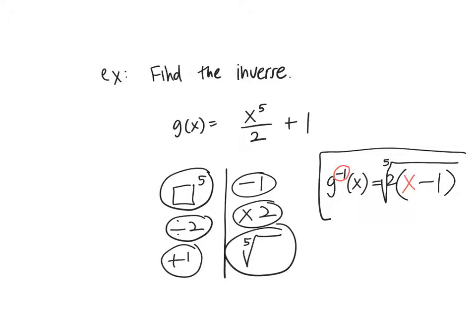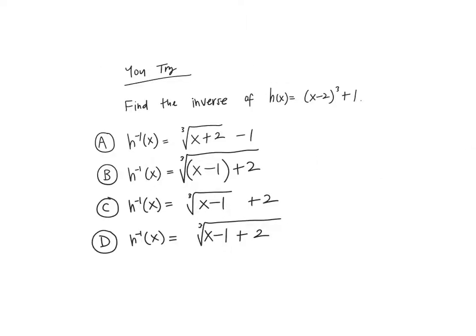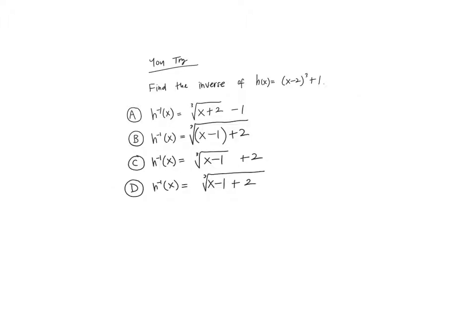If you wanted to distribute that too, and get g inverse of x is equal to the 5th root of 2x minus 2, that's also okay, but you don't have to do that. Remember, when you're finding inverse functions, you do not need to simplify your answer. Go ahead and try this problem. The correct answer is C.